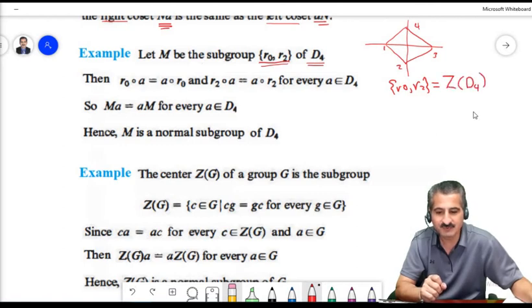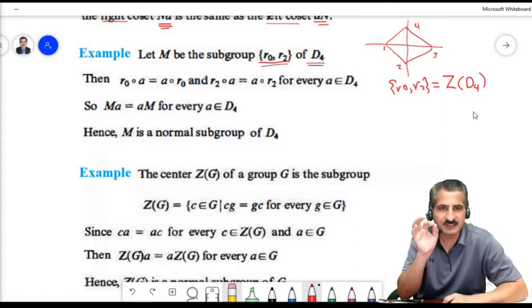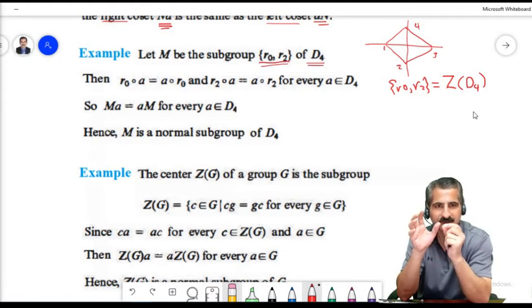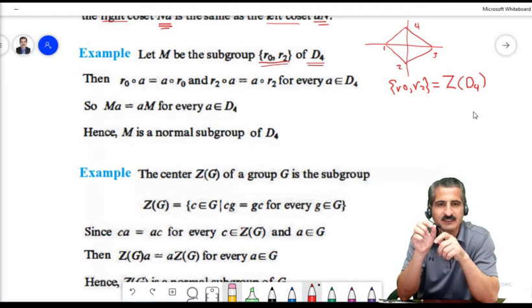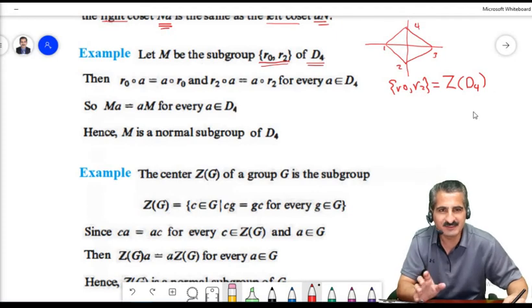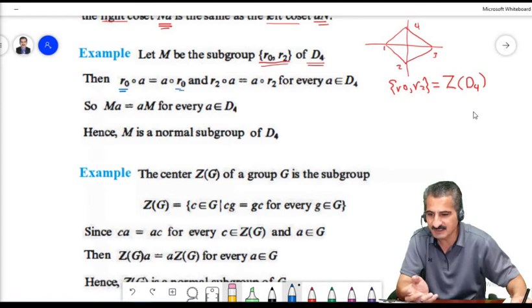Do you remember what the center means? Given a group, the center of that group consists of elements from inside that group such that these elements commute with all elements of G. And the center of D4 we computed already to be R0 and R2. So R0 and R2, each one of them commutes with every element of D4. Now R0 is the identity. This is direct.